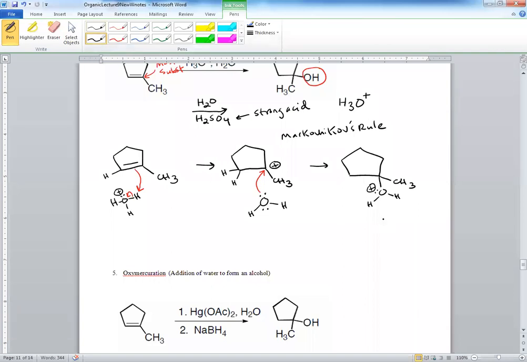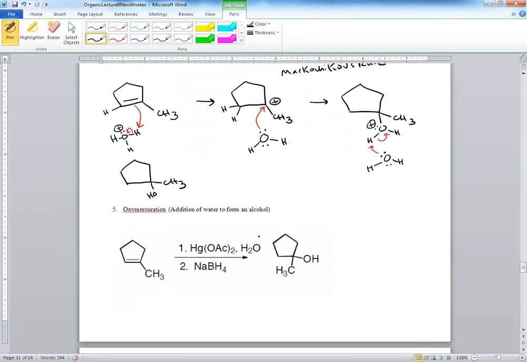In this case, you have another water molecule that will deprotonate the hydrogen, the proton here, and you will end up with this product. Now I drew it, of course, slightly differently than above. It's the same thing. So again, you add water where it's more substituted. You follow Markovnikov's rule because you have a carbocation.